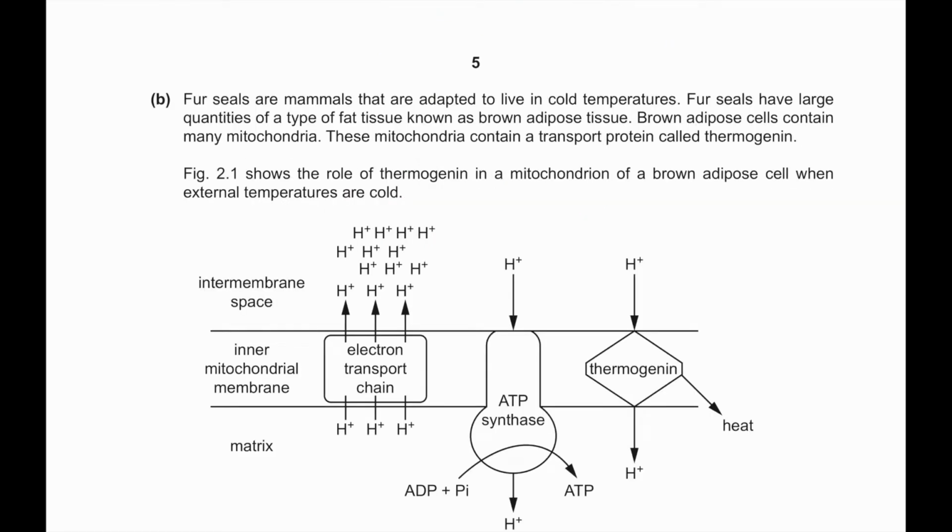Part B. Fur seals are mammals that are adapted to live in cold temperature. Fur seals have large quantities of a type of fat known as brown adipose tissue. Brown adipose tissue cells contain many mitochondria. These mitochondria contain a transport protein called thermogenin. Figure 2.1 shows the role of thermogenin in a mitochondrion of a brown adipose cell when external temperatures are cold.